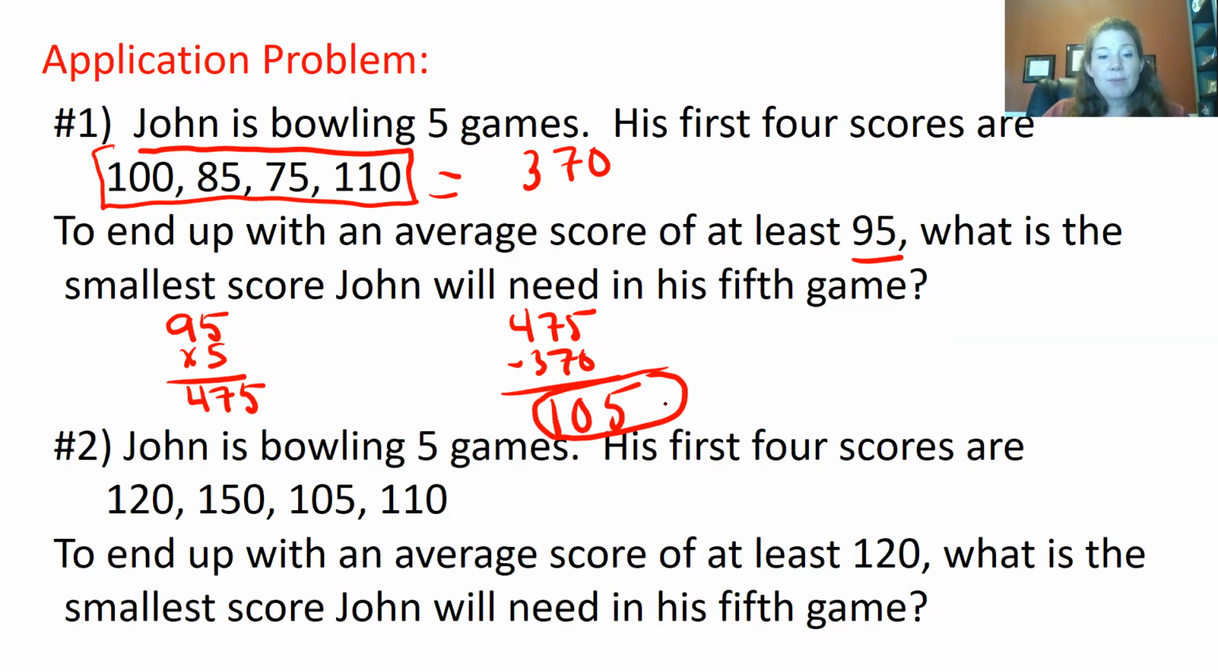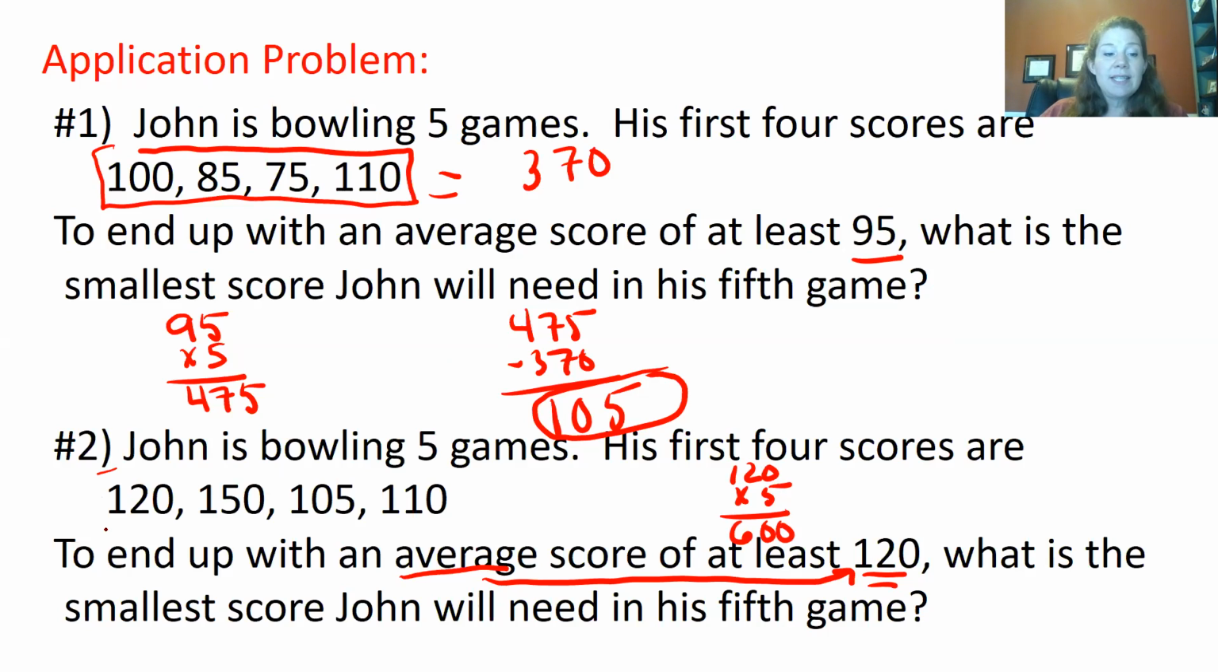Okay. All right, number 2, John is bowling 5 games. His first 4 scores are blah, blah, blah. He wants to end up with an average of 120. So the first question is, how many points does it take to make a 120 average in 5 games? He's already played 4 games, but he's going to have a total of 5 games. So the first thing we're going to do is multiply the average he wants by how many total games he will play. He will play a total of 5 games. He wants 120 average. That takes 600 points in 5 games.